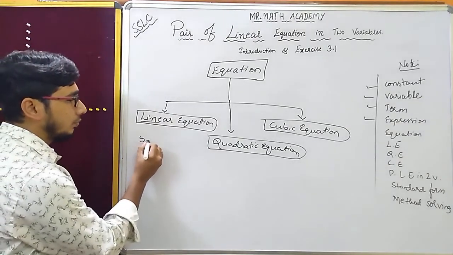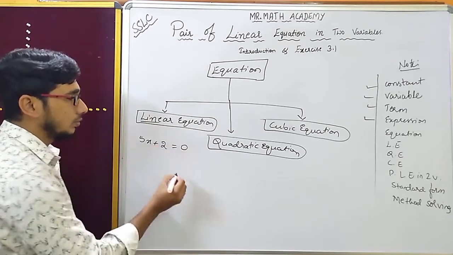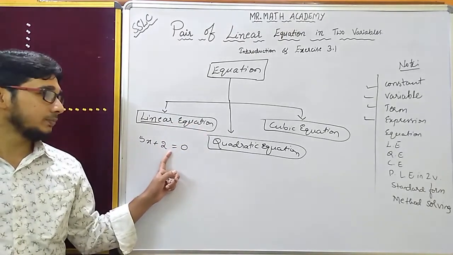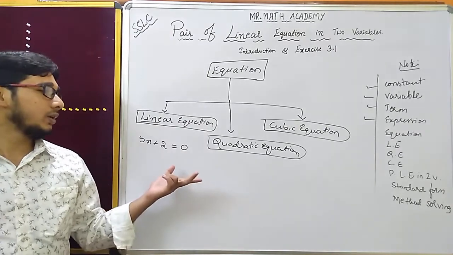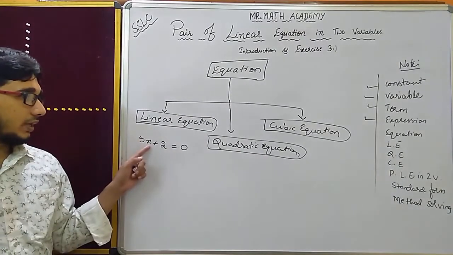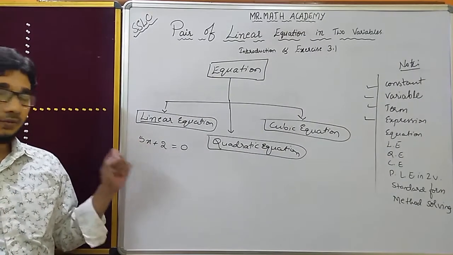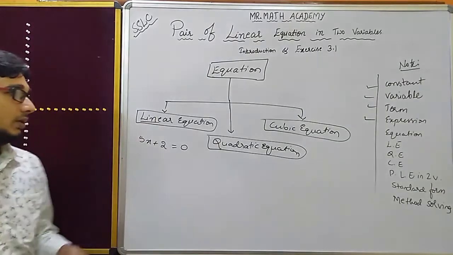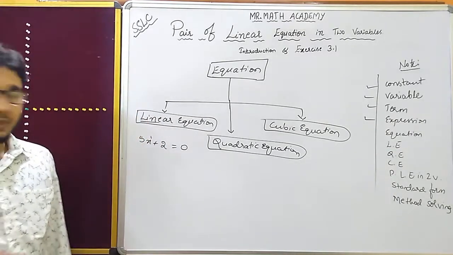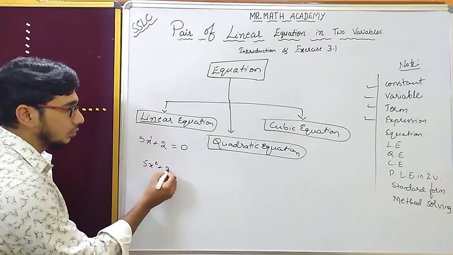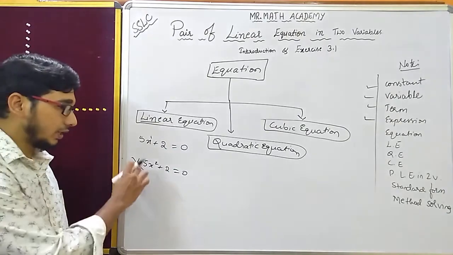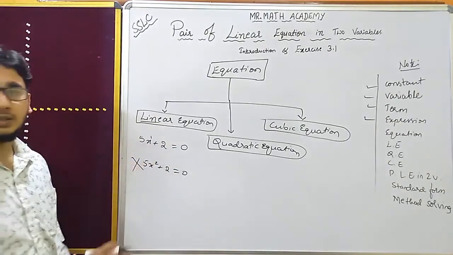For example, 5x plus 2 is equal to 0. See, equation means equal symbol should be there, is equal to 0 on the RHS, no problem, we can write. This is a constant and this is a variable. Now this x is known as variable, this is the coefficient of x. Now linear means the power on the variable should be 1. If it is 5x square plus 2, it is not linear because power is 2. On the variable, if the power is 1, then we call it linear.